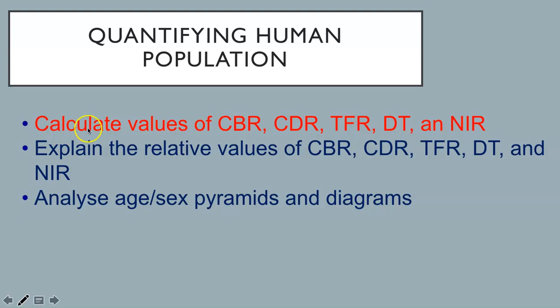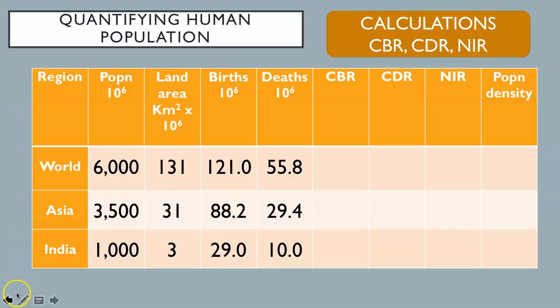You need to be able to calculate values of crude birth rate, crude death rate, total fertility rate, doubling time, and natural increase rate. You also need to be able to discuss and explain the relative values of these numbers. You will also learn how to analyze age-sex pyramids and diagrams. Let's begin by doing some sample calculations.